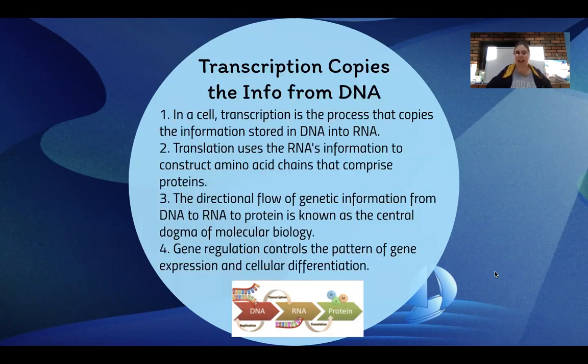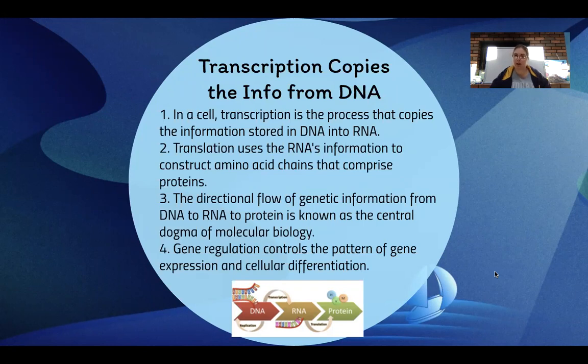Now, both DNA and RNA are types of nucleic acid. We have DNA as deoxyribonucleic acid, and we have RNA as ribonucleic acid. So first thing first is transcription, and that's where we take the information from the DNA and use that to actually create the RNA. After that, the RNA is going to go out into the cytoplasm, where it is going to be used to construct an amino acid chain.